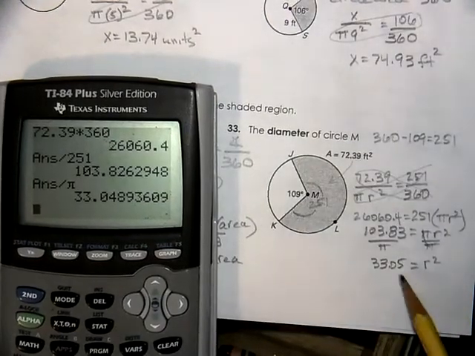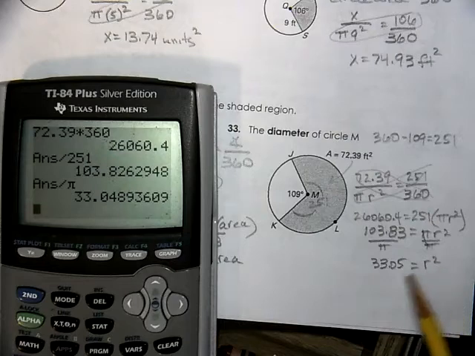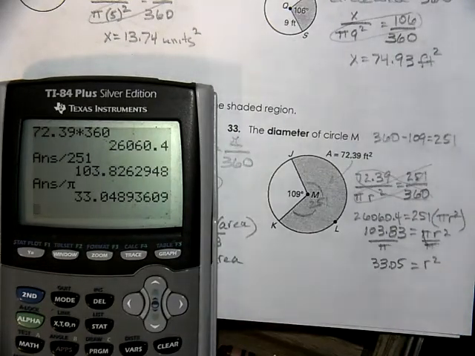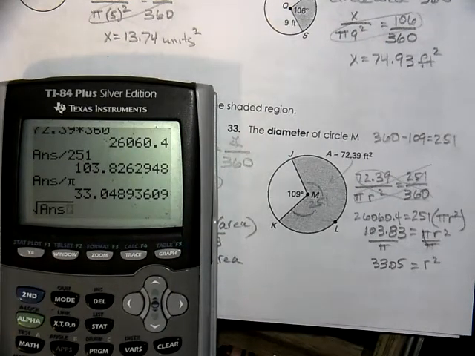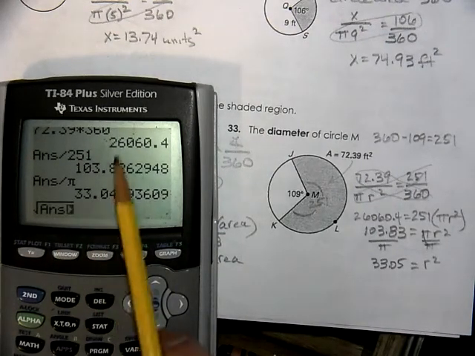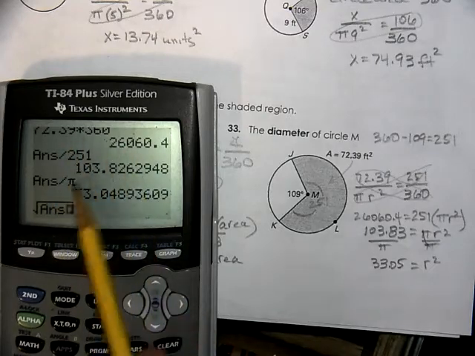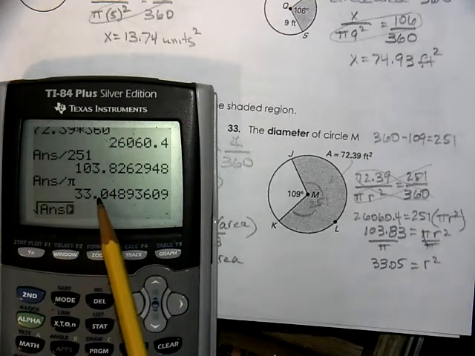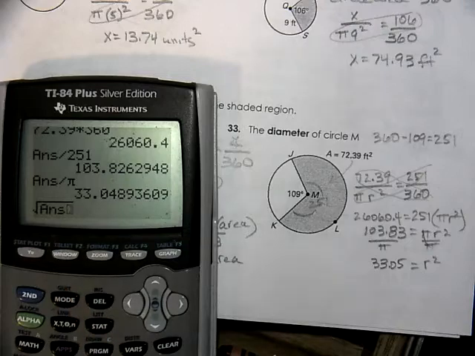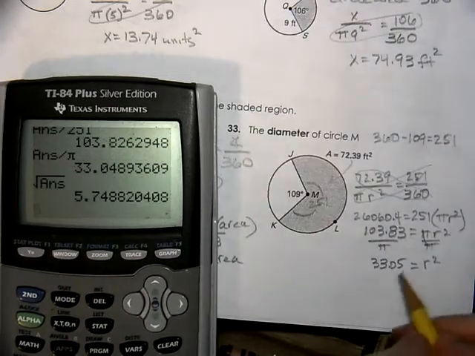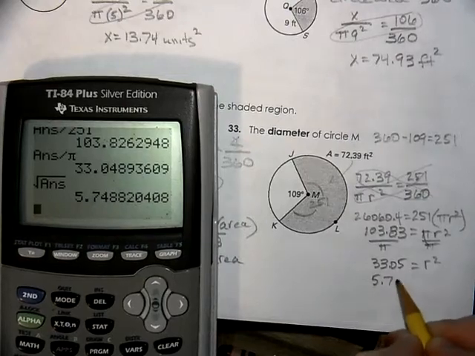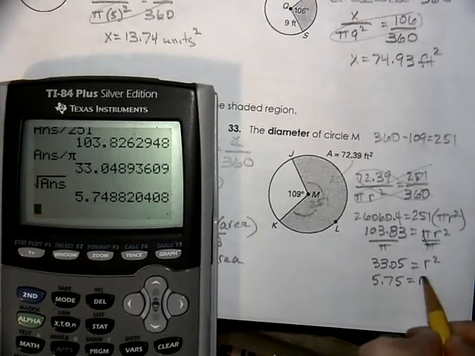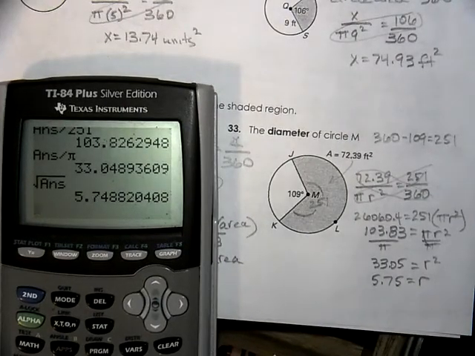33.05. And then how do we get the r squared out of there so it's just r? We need to take the square root of our answer. Be sure to use the running answer. Keep the running answer throughout the whole problem. Don't be putting in rounded numbers. So the radius is going to be 5.75. That's r.